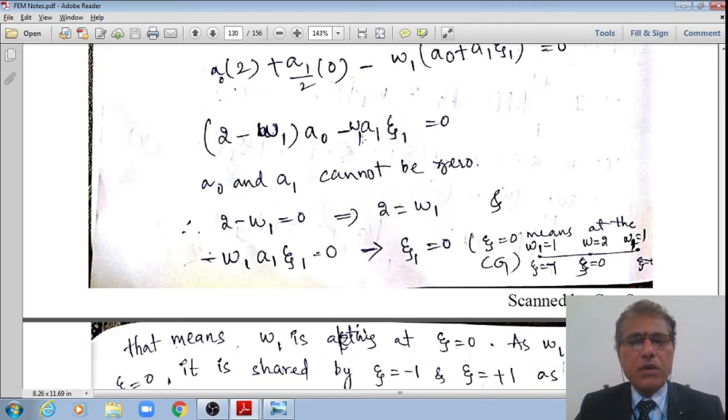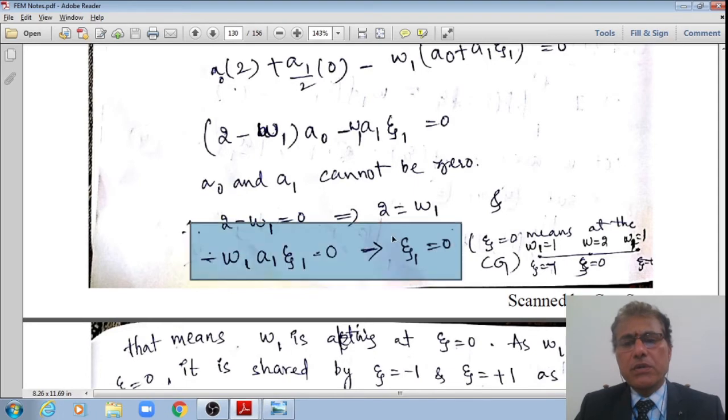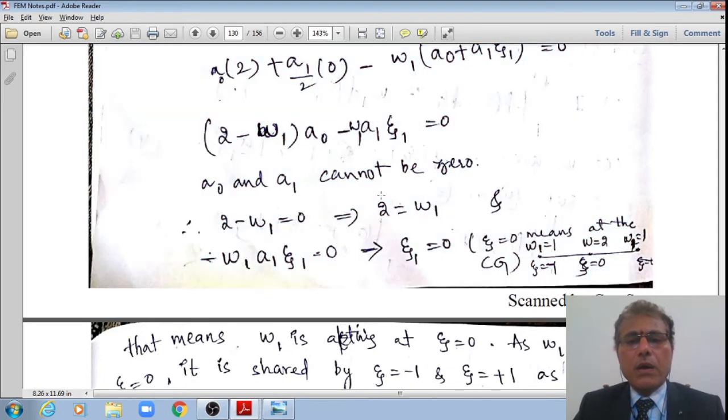But already w1 is equal to 2. Therefore, now substitute in the next equation: 2 multiplied by xi1. 2 multiplied by xi1 is equal to 0. Therefore, that gives that xi1 must be equal to 0. That is how I have evaluated the weightage.